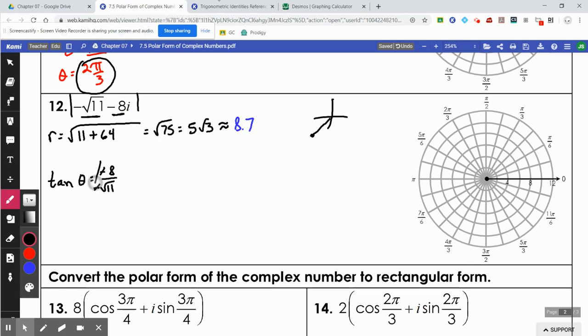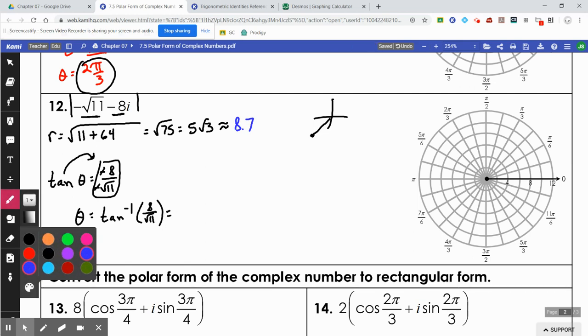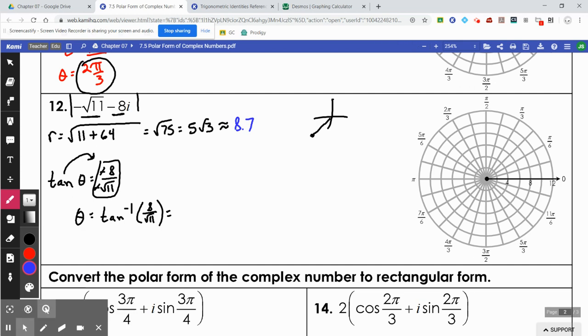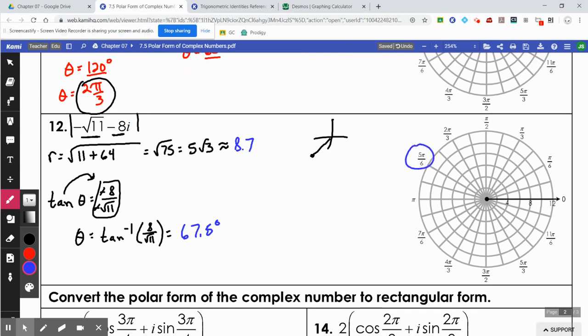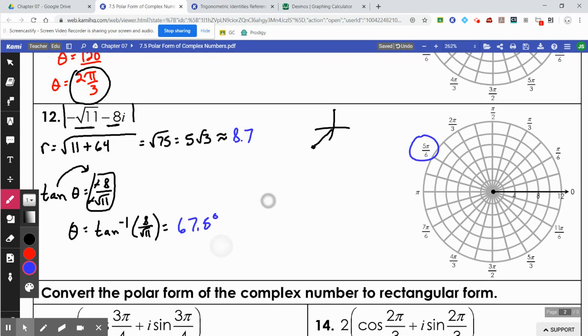So let's use this 8 over root 11. Type it in, do the inverse tangent of that to find our angle. So we're going to do the inverse tan of 8 over root 11. So that means my reference angle, and I'm going to put it in blue here, is going to be about 67.5 degrees. However, notice that everything has been in radians here. So let's go ahead and do that in radians.